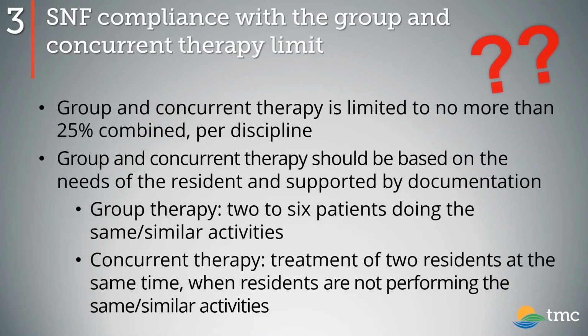The third area is skilled nursing facility compliance with the group and concurrent therapy limit. The group limit and concurrent limit is a per discipline combined limit. So what that means is that each therapy discipline, physical therapy, occupational therapy, and speech language pathology, will have their own 25% cap for group and concurrent therapy, and that is over the course of that resident's stay.